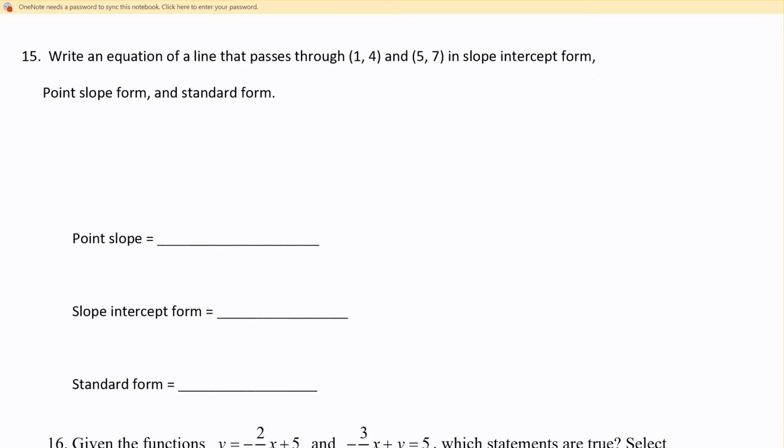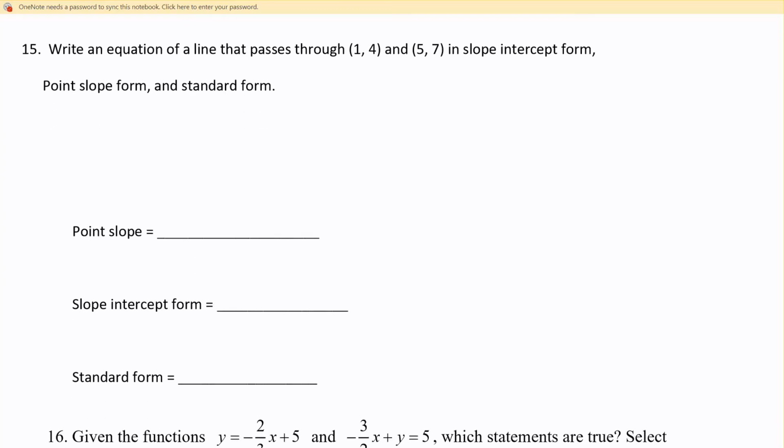Our next problem, write an equation of a line that passes through 1, 4, and 5, 7 in slope-intercept form, point-slope form, and standard form. So when it goes through 2 points, we can find a slope. So our slope from 4 to 7, we're going up 3. From 1 to 5, we're going up 4. So our slope is 3/4.